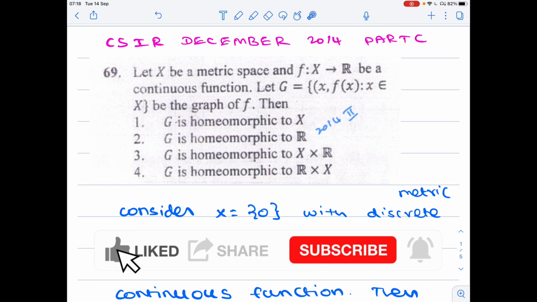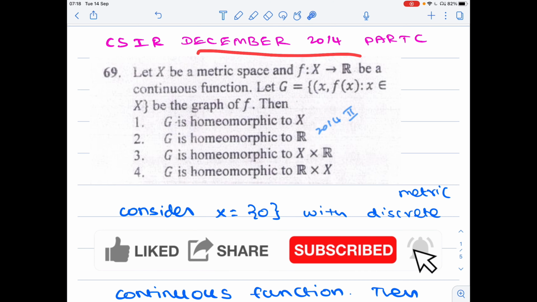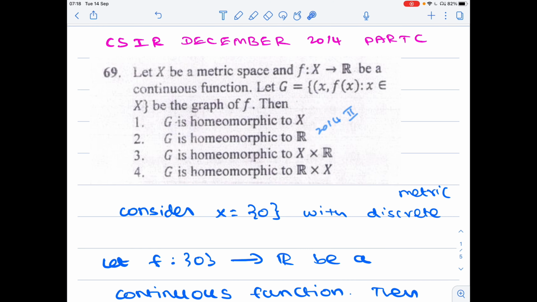Mathematicians, today we see a nice real analysis problem asked in CSIR December 2014. It is a part C problem. It is about homeomorphisms between metric spaces. Let X be a metric space and f from X to R be a continuous function.